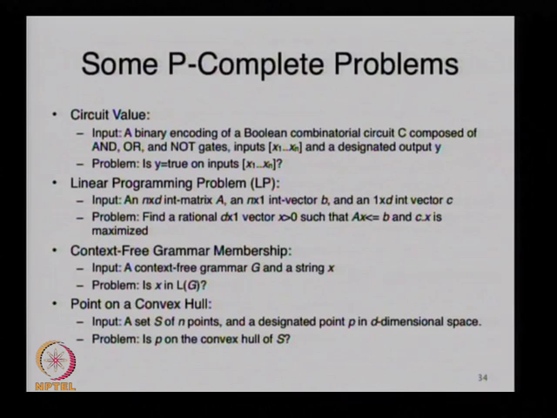The circuit value problem is simply: I've got a bunch of inputs, I've got a bunch of gates, and you tell me the output, and I will tell you whether or not that set of inputs, going through these gates, produces 0 at that output or not.